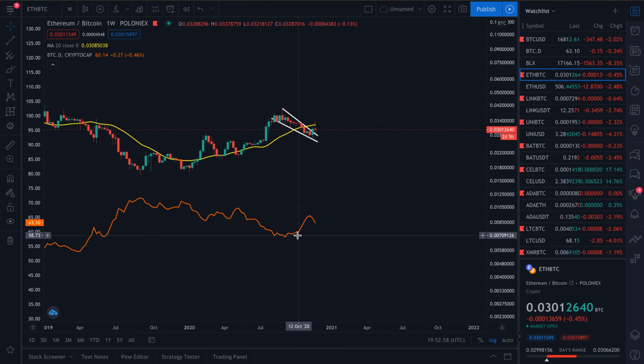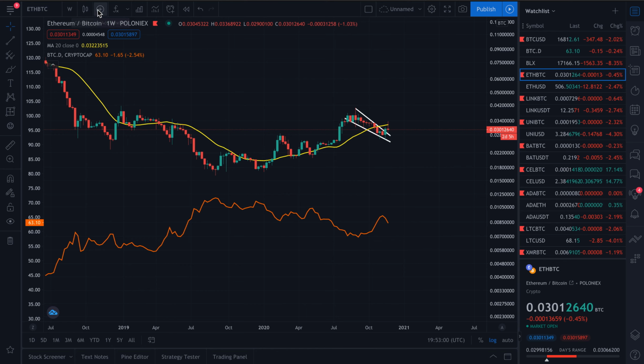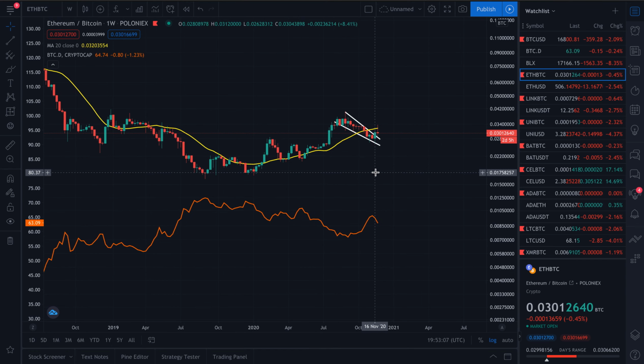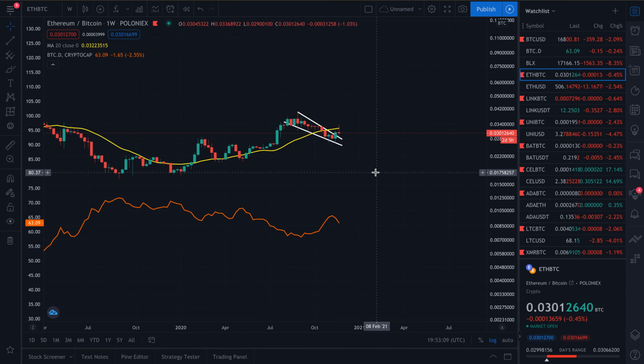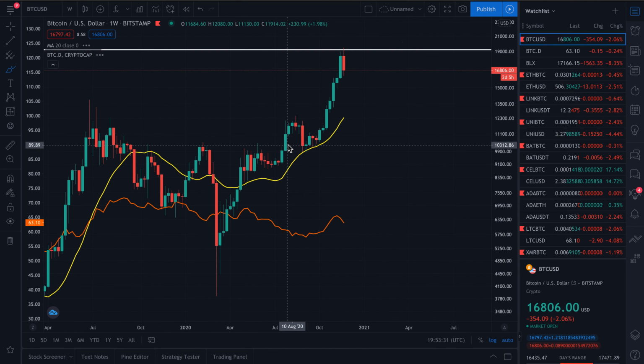This is something that you guys can do. You just go to compare or add symbol, type in Ethereum or whatever chart, and then you can line the two up. So with that said, I'm still confident that this move here that we've seen is much like what we saw here, here, and here, without a doubt.